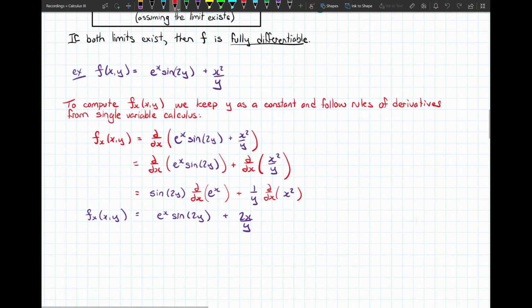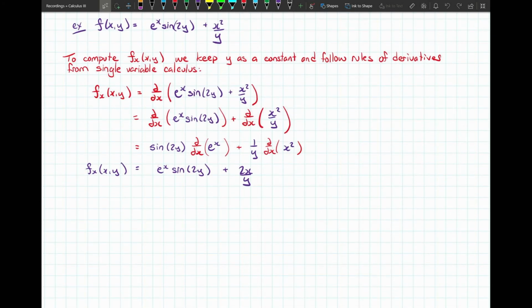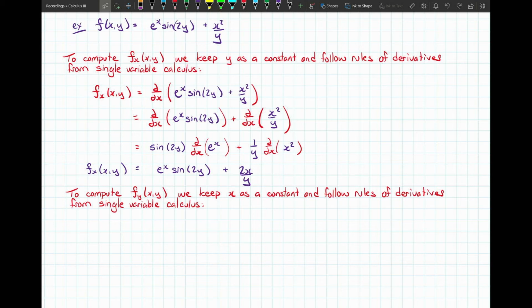So maybe you can get a little bit quicker with this process now to just compute the partial derivative of f with respect to y. Just remember, we're keeping x as a constant. We can probably simply just jump right to this partial derivative.